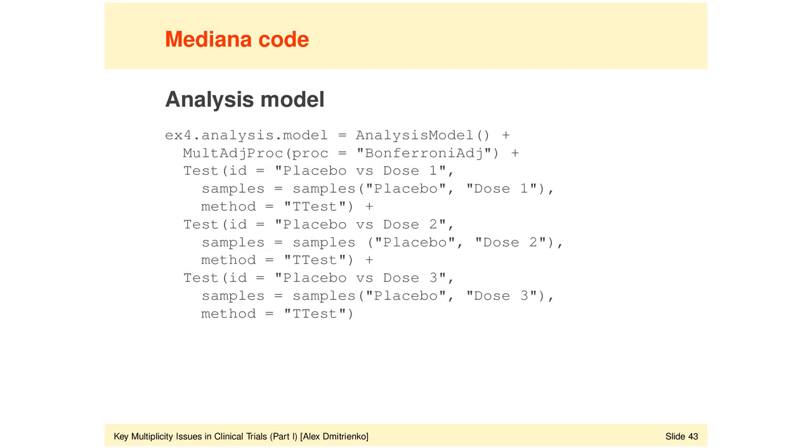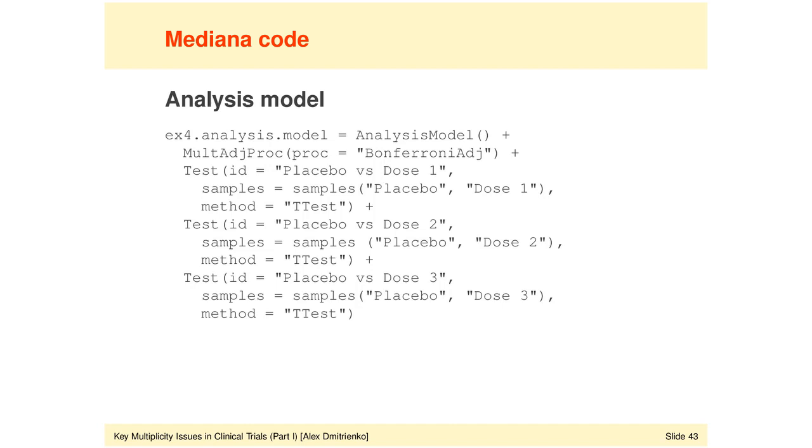This code implements the analysis model outlined on slide 42 using the Mediana package. The analysis model, just like the data model a few slides back, needs to be initialized using the empty analysis model function without any arguments. And then we're going to add one at a time the individual components of this analysis model. The first component is a multiplicity adjustment. In this particular case, it's based on the Bonferroni procedure. And then we're going to add the 3 dose placebo tests.